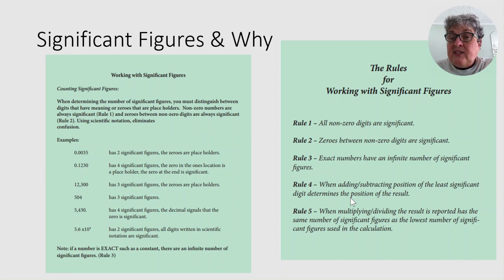And when adding and subtracting significant figures, the least significant digit determines the position of the result. So if I'm adding 15 and then I'm adding 1.23, my answer is going to be 16 because that last digit tells you where the error in your measurement is going to be. So we have to really watch that.